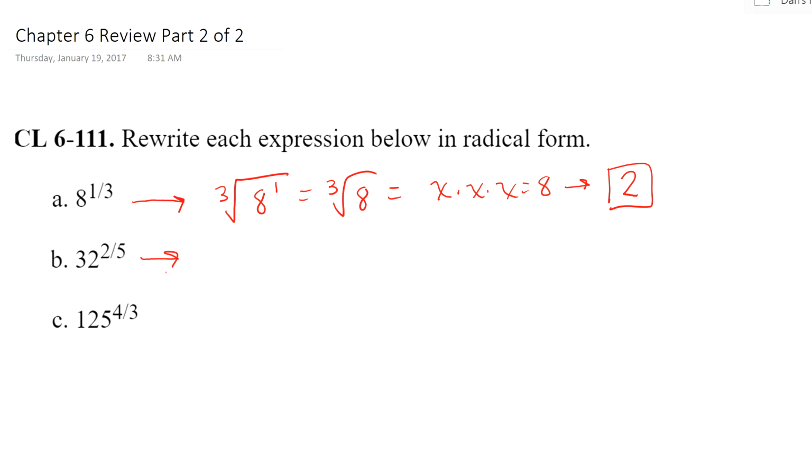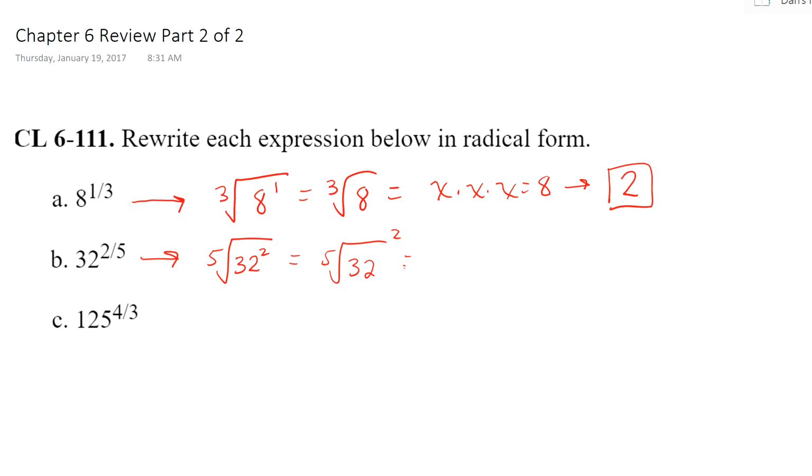On B, it's same idea. I want to see radical form first. So you do the 5th root of 32 squared. Now we can actually move this square to the outside because the 5th root of 32 is doable. The 5th root of 32 is asking what number times itself 5 times gives you 32. These are all going to be whole numbers tomorrow. So we can kind of guess and check.